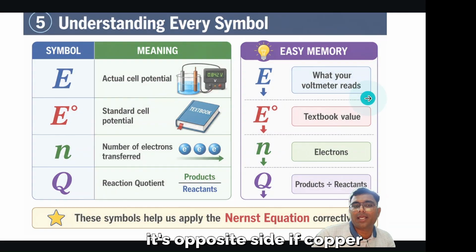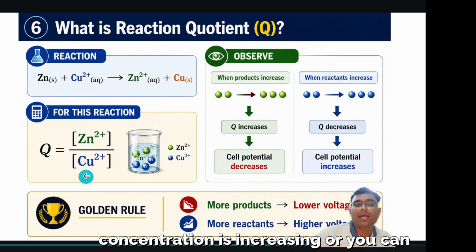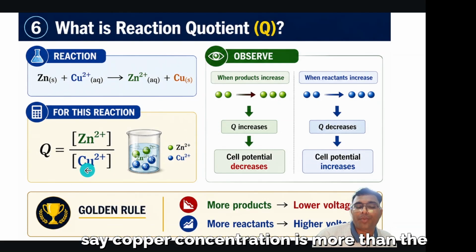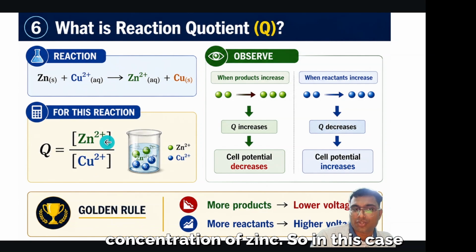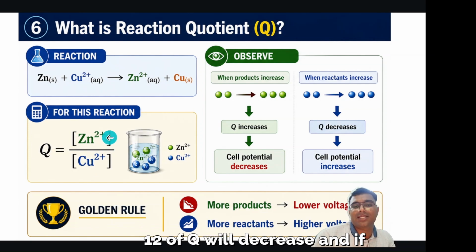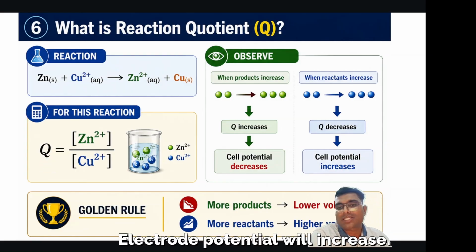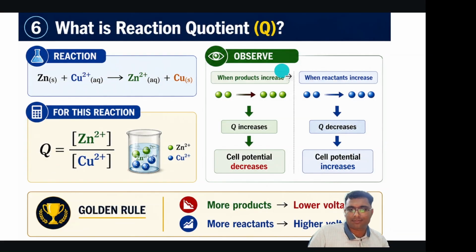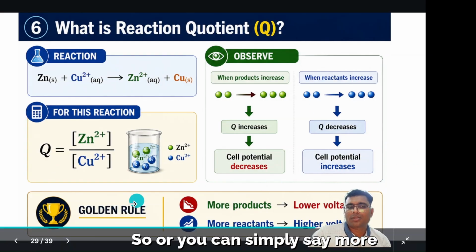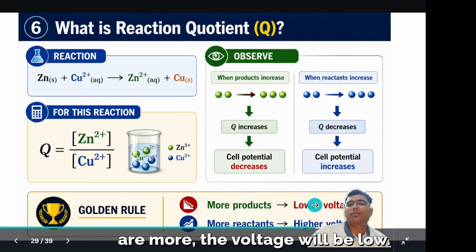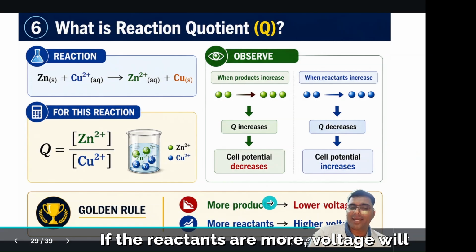On the other hand, if the copper concentration is increasing, or you can say the copper concentration is more than the concentration of zinc, then the value of Q will decrease, and if the value of Q decreases, the electrode potential will increase. So you can simply say more products, lower voltage. If the products are more, the voltage will be low. If the reactants are more, the voltage will be high.